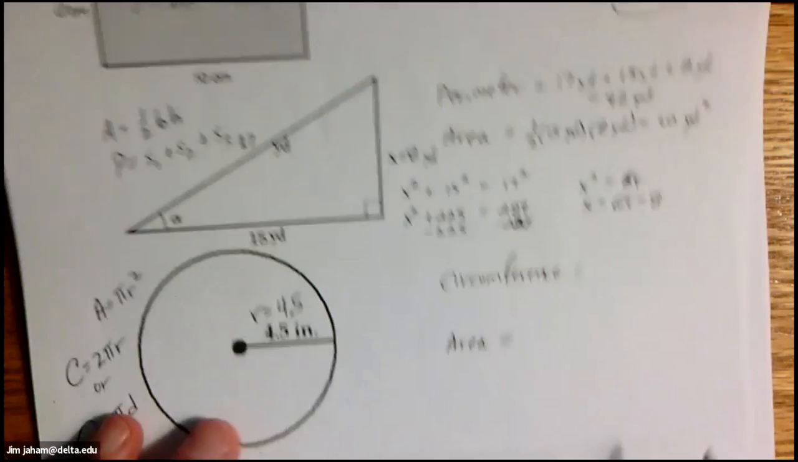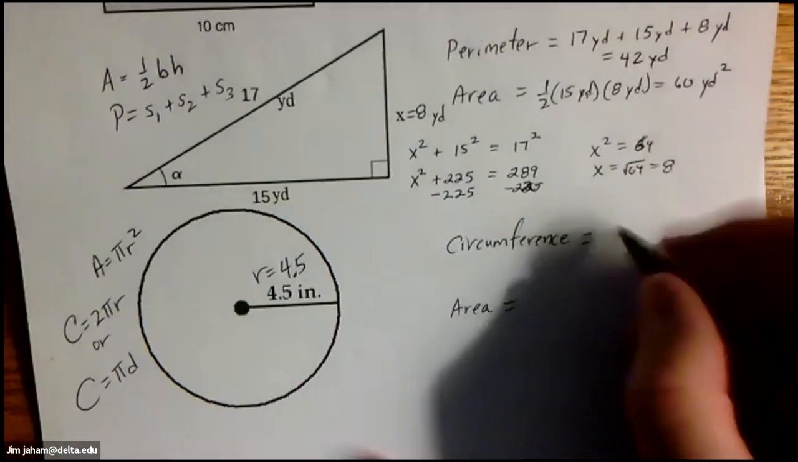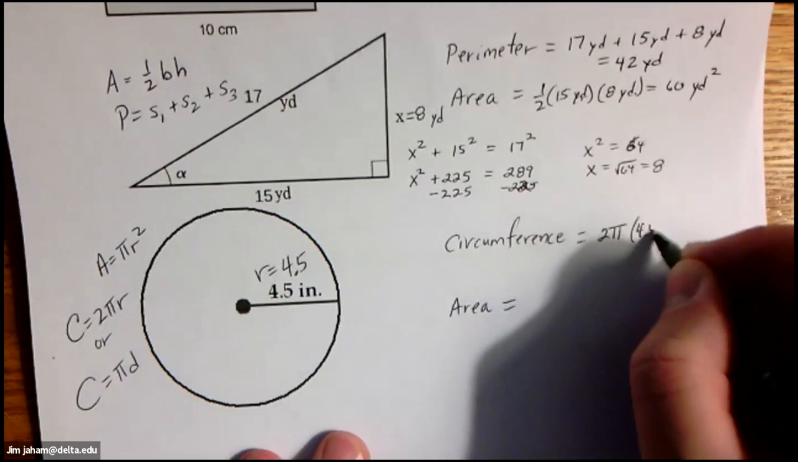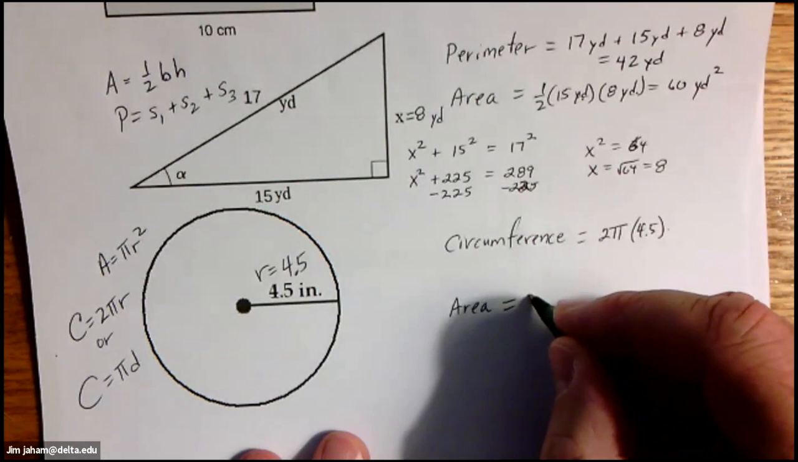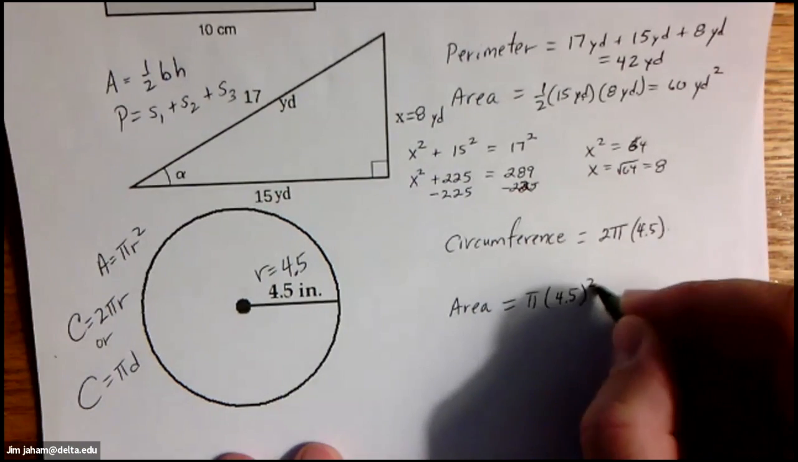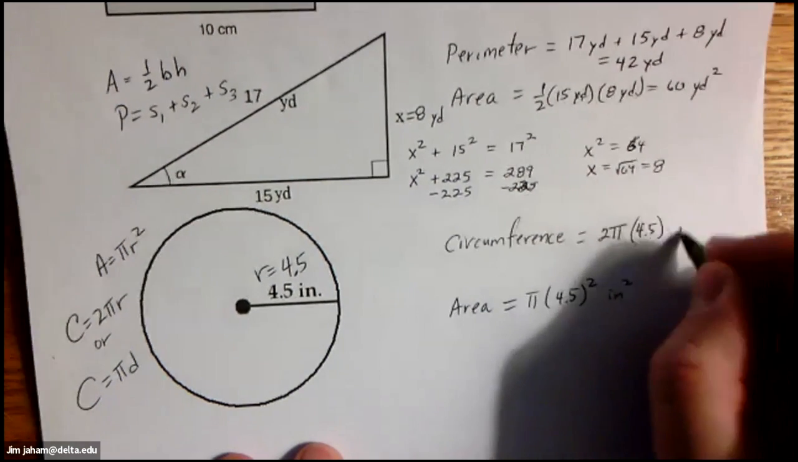And for the circle, we have these nice formulas over here. We do know the radius. So the circumference is 2 pi r, and the r is 4.5 inches. And the area is pi r squared, and that's going to be in square inches.